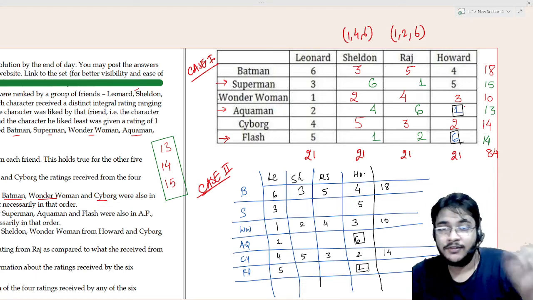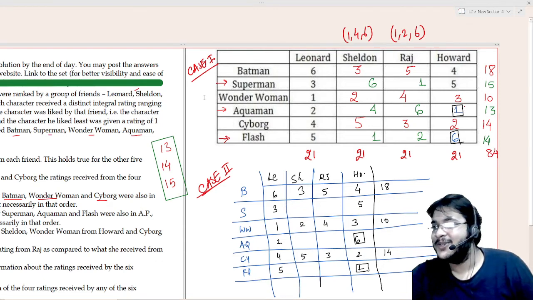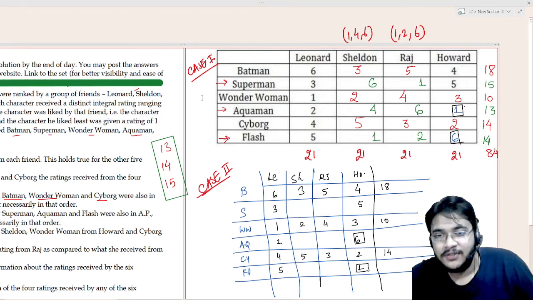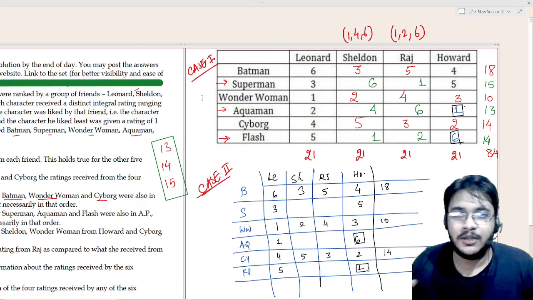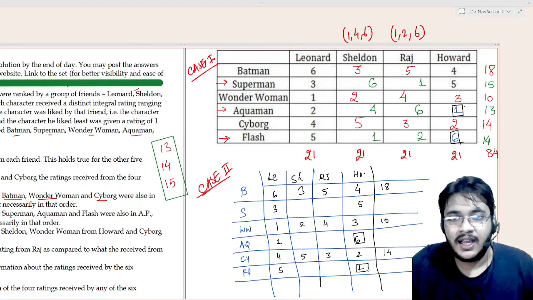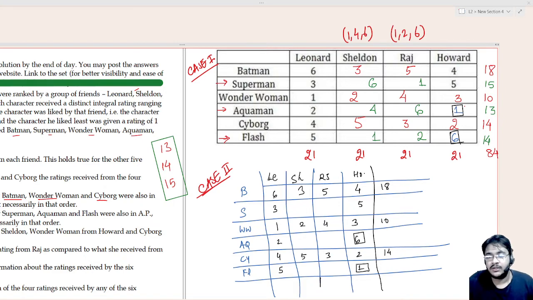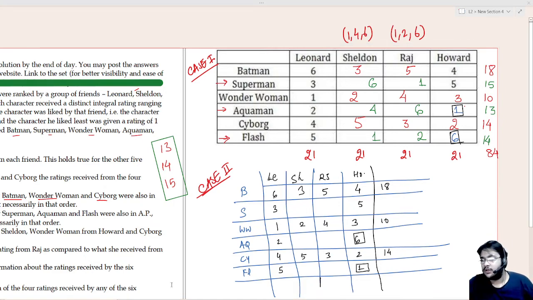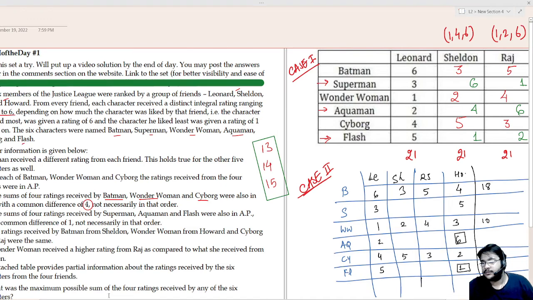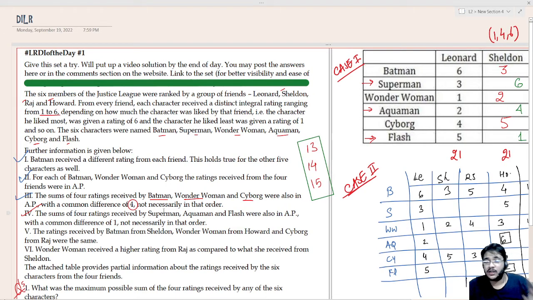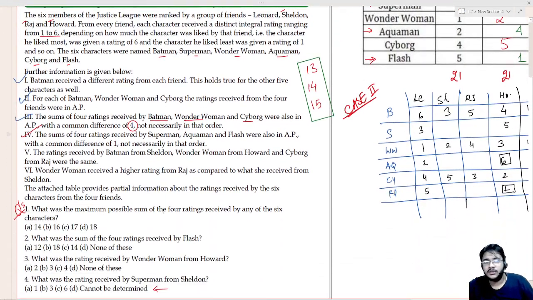Okay, now we have to do the same thing for case number 2. Now let me tell you one thing, if you are able to reach this far and you can solve some of the questions, actually all of the questions, you need not solve case 2 also. Let me take you to the questions now. Actually this is how CAT treats you.